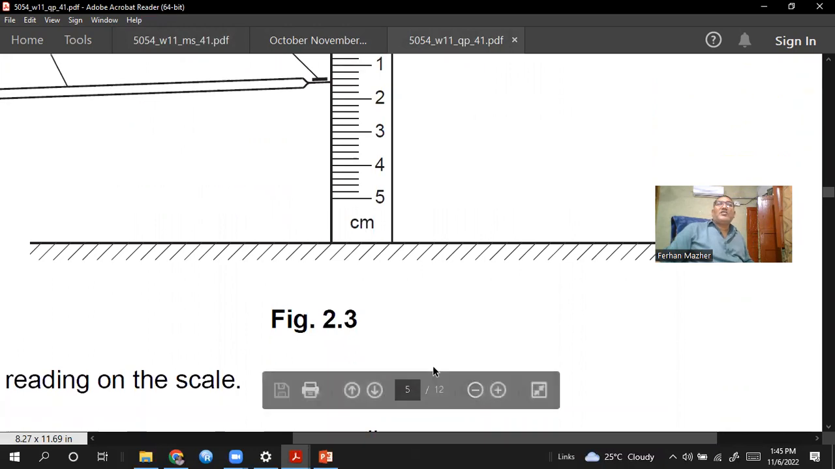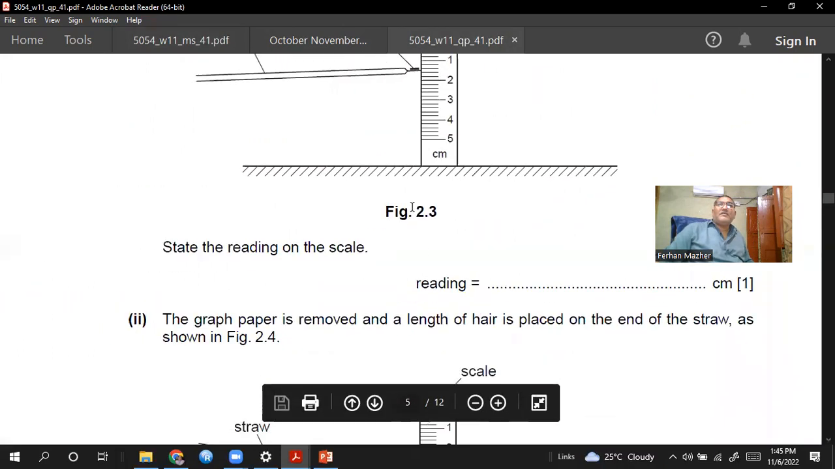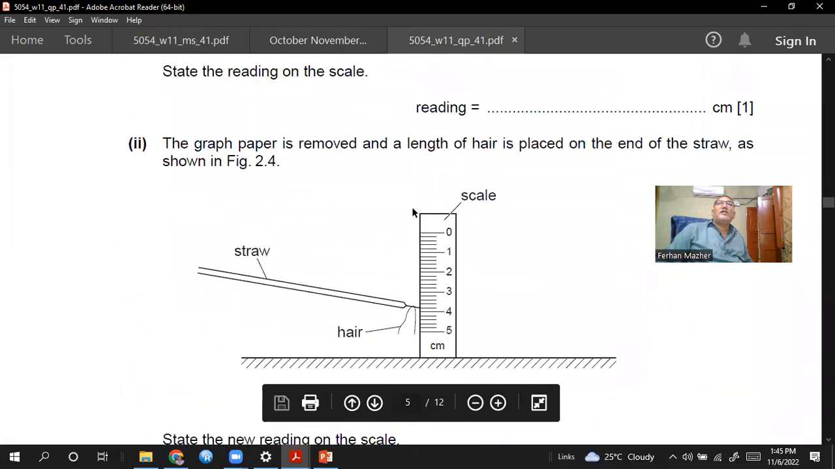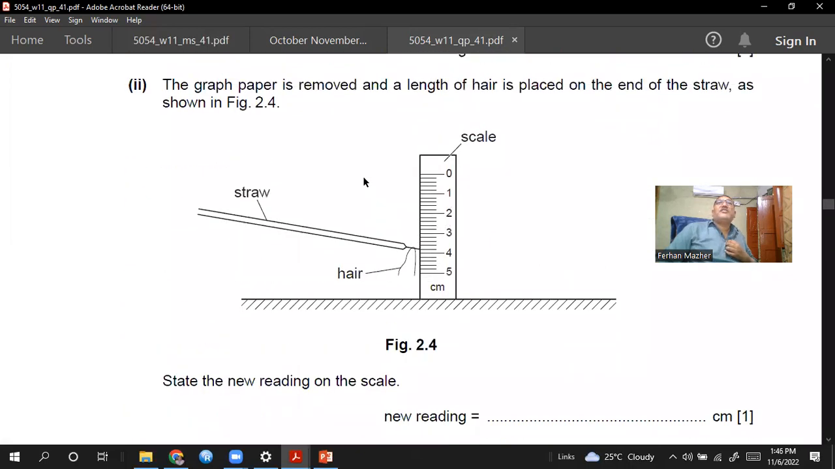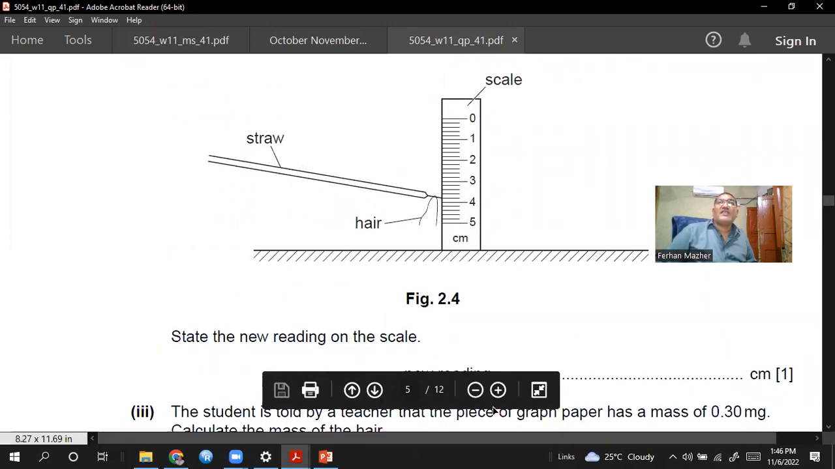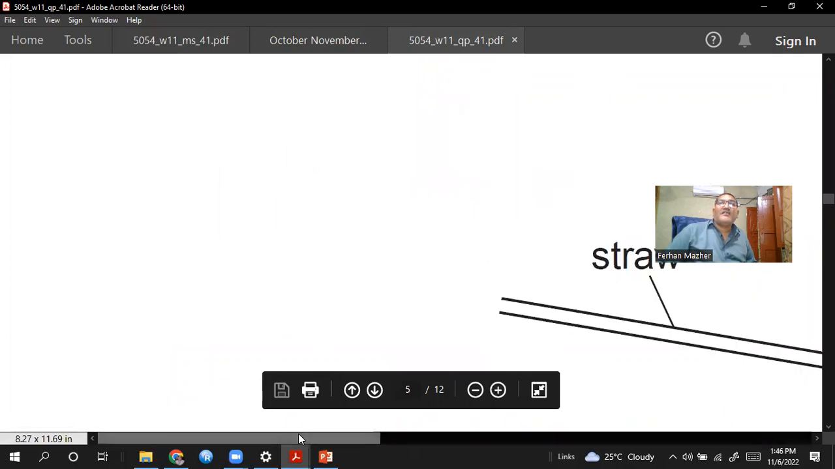Okay. So now, he says the graph paper is removed and the length of a hair is placed on the end of the straw as shown in figure 2.4. And he says state the new reading on the scale. Okay, so I will increase the size to see it clearly. So let me show you.